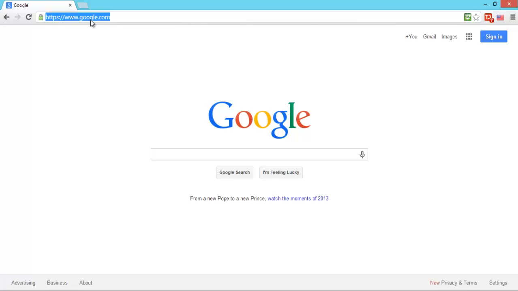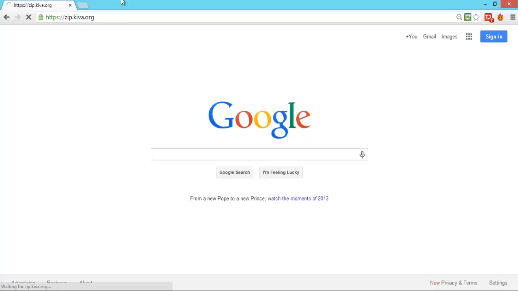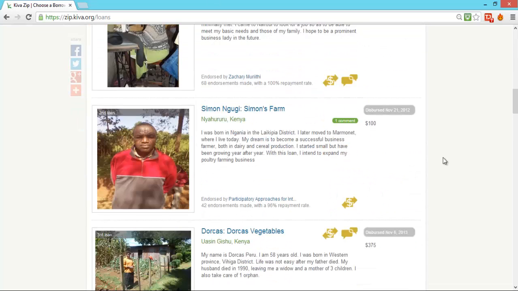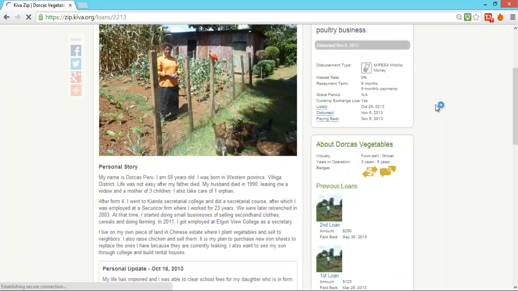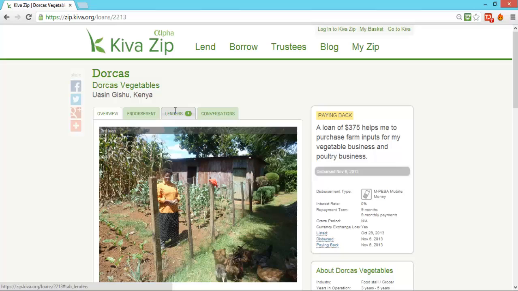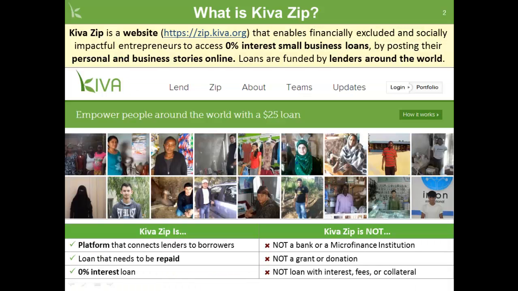Kiva Zip is a website that connects lenders to borrowers around the world. We aim to expand access to capital for financially excluded and socially impactful entrepreneurs. To achieve that, Kiva Zip facilitates 0% interest small business loans. Borrowers post their photo, personal stories, and business descriptions online, and lenders around the world fund the loans.